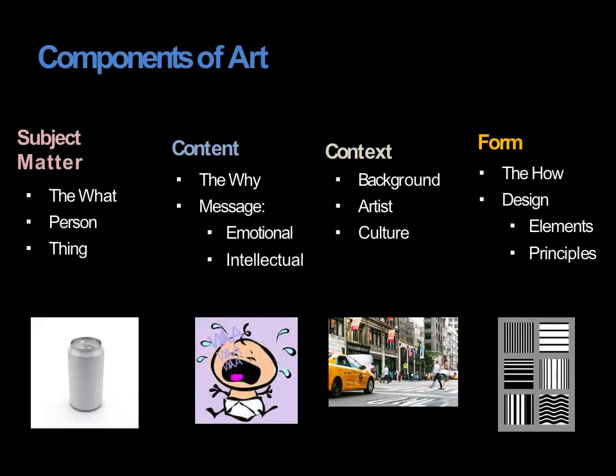Content is the why, the message, or the emotional or intellectual meaning of the piece. So, for example, in the picture at the bottom, the content would be the sadness of the crying baby. The context is the background or the artist or the culture that it was made in. For example, if I looked at that image at the bottom, to understand the context, I'd have to know that that was New York City, a busy big city in the Western United States.